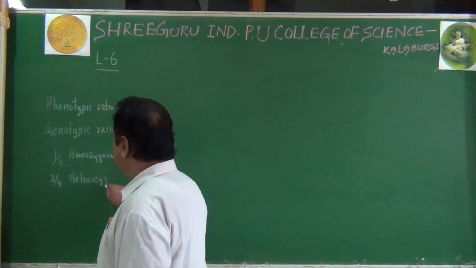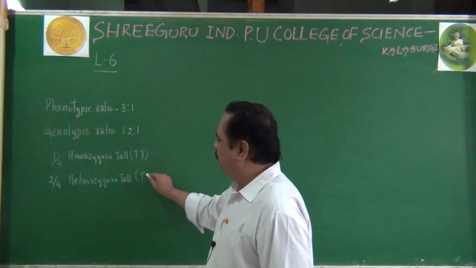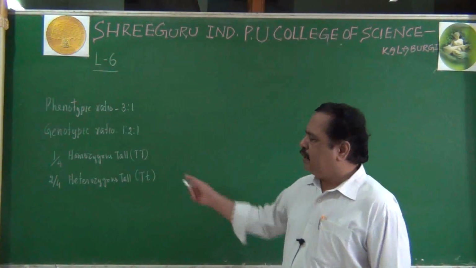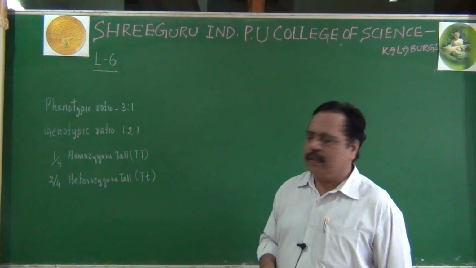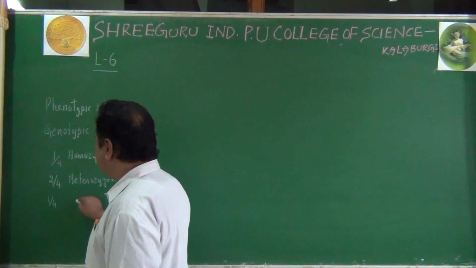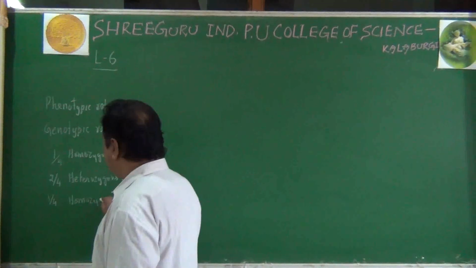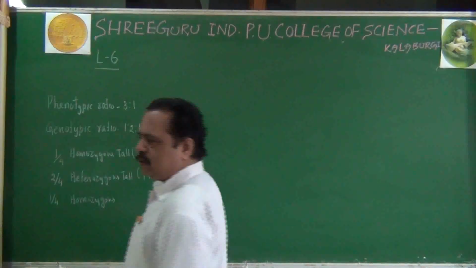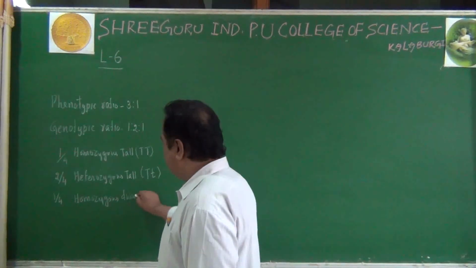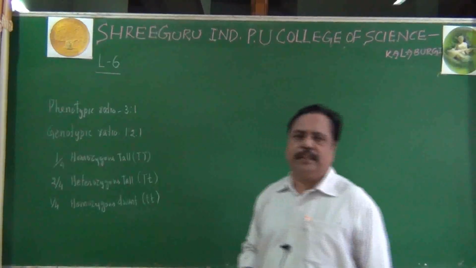You may be recalling this point also. Heterozygous tall means it will have one capital T and one small t in it. That is 2 in number, 2/4. And the remaining 1/4 is called the recessive parent. You know that the recessive parent can always be homozygous only. So it is homozygous dwarf, and here only we come across 2 small t in this condition.